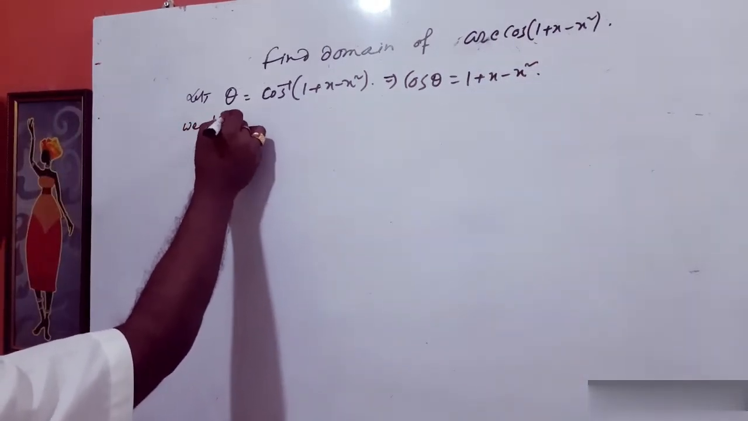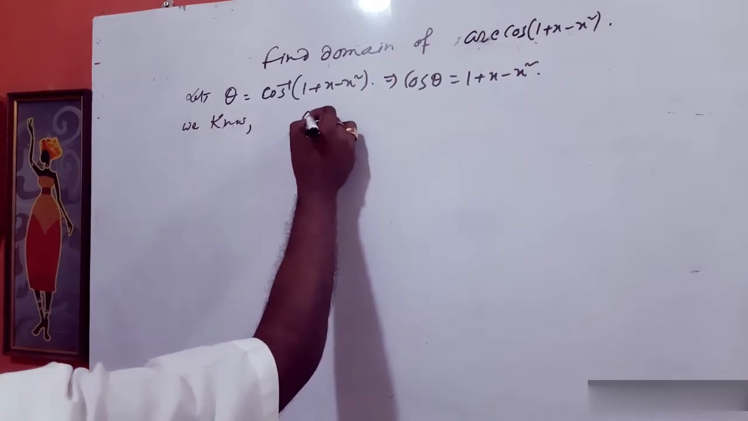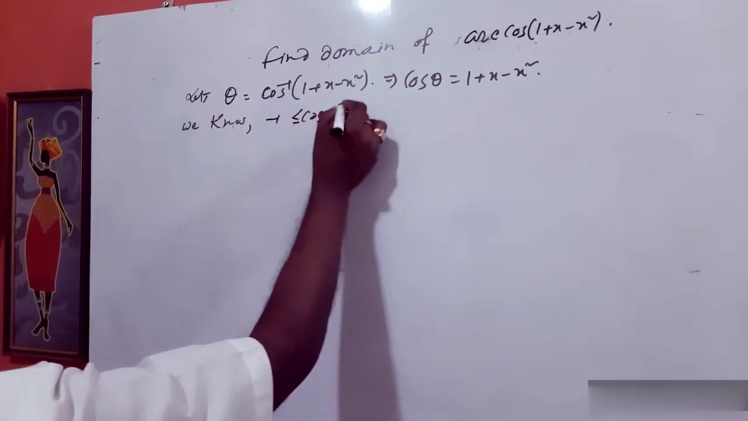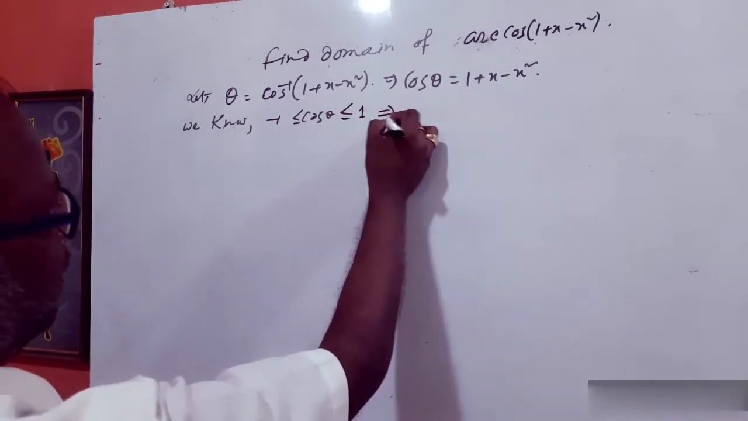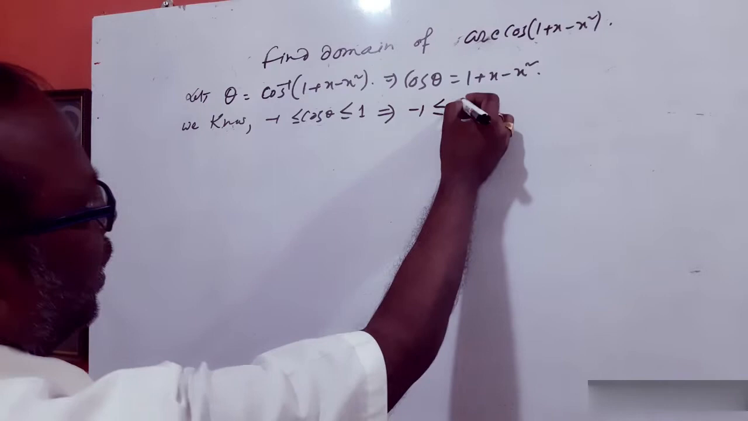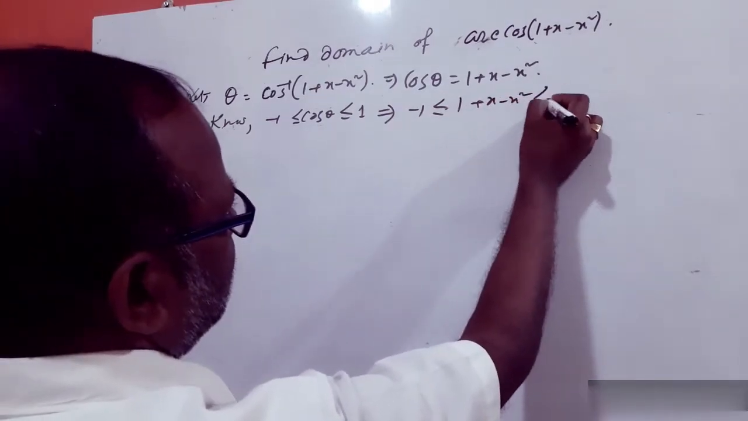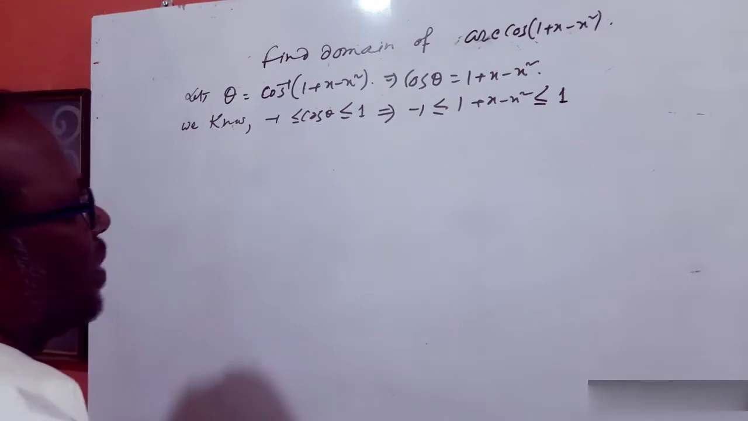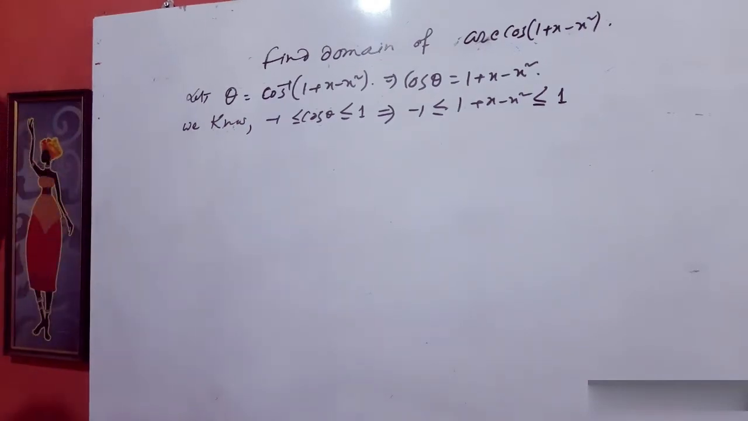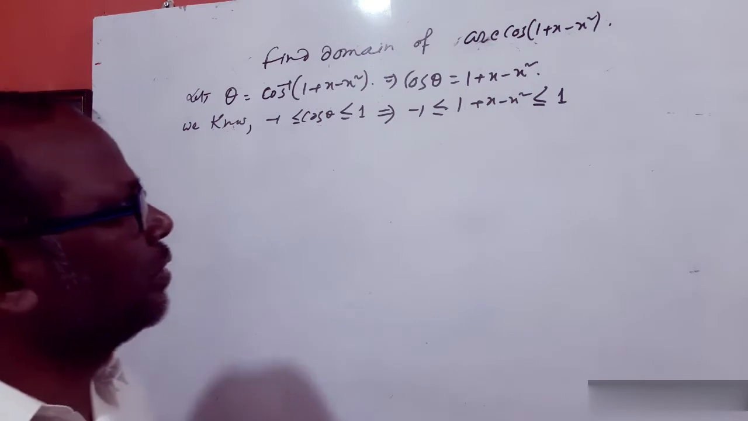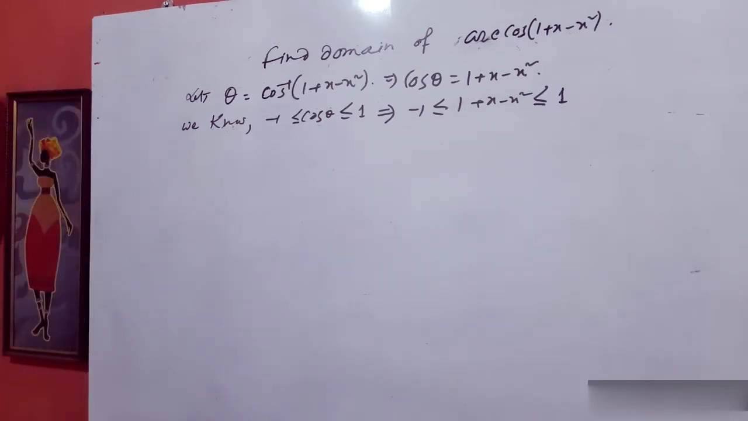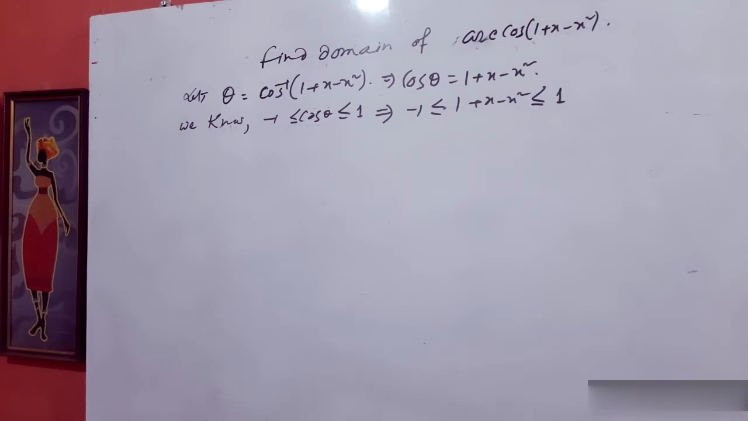We know the domain of cos theta lies between -1 and +1, and that implies -1 less than or equal to 1 plus x minus x square. Now see, this is a very interesting problem to all of you. See carefully what technique we follow here. This is a very important point for finding the domain.